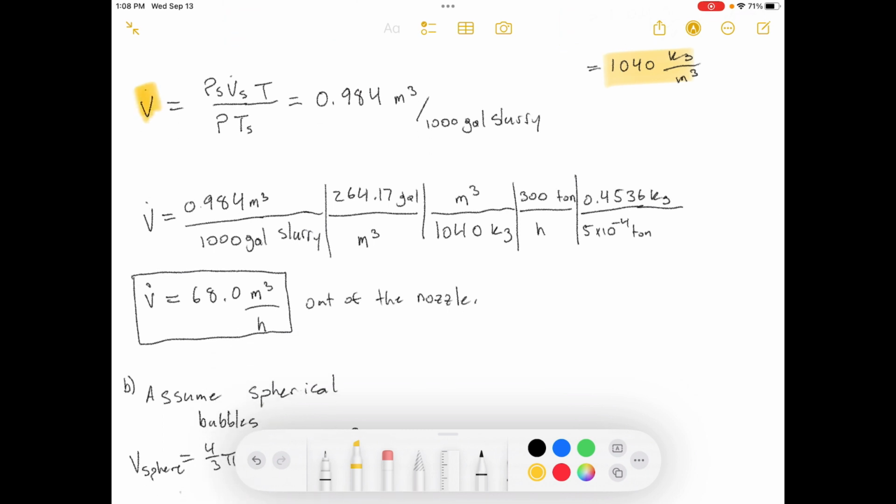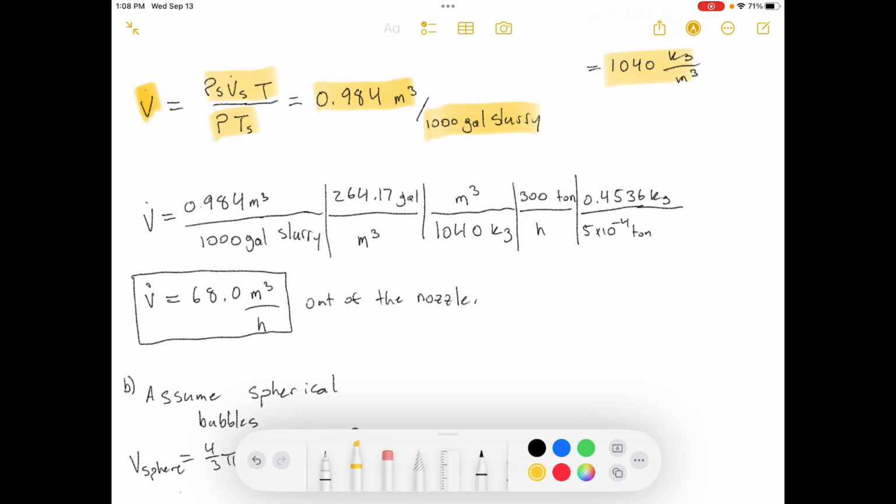Then we have enough information to calculate our volumetric flow rate. We put in all of our parameters here, and we calculate that the volumetric flow rate is 0.984 meters cubed per 1,000 gallons of slurry. Okay, well, let's convert that volumetric flow rate into something that's more relatable instead of per 1,000 gallons of slurry, because they gave us our processing rate, that it's 300 tons of slurry per hour.